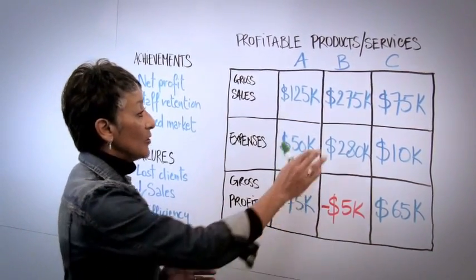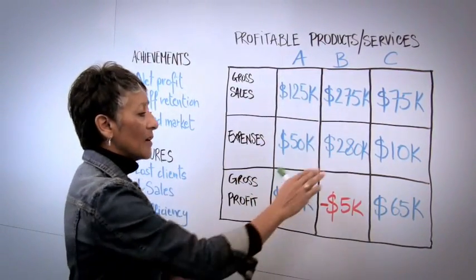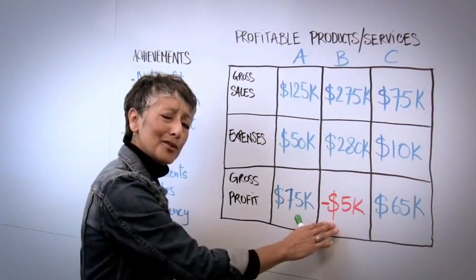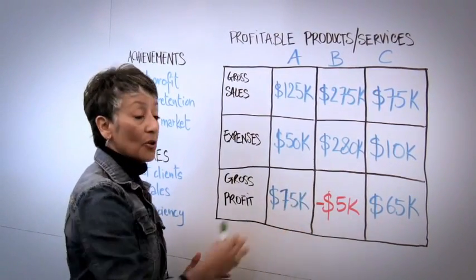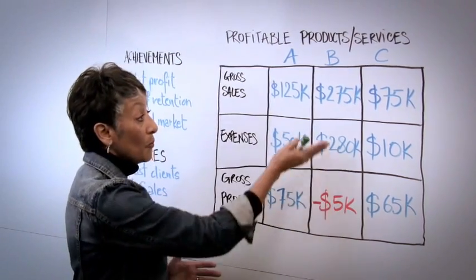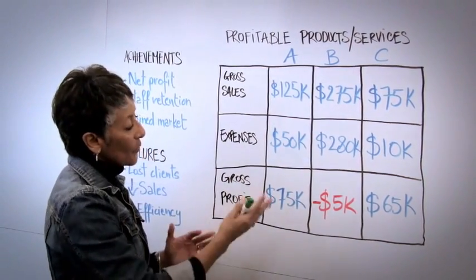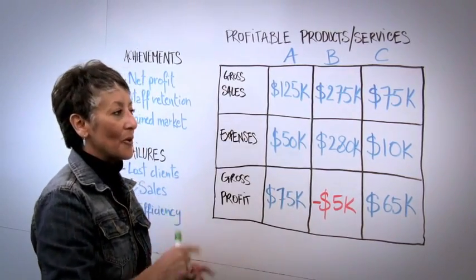In this case, let's look at product or service B. Great gross sales, but it cost them a lot to provide it, so that was a loser. So at this time, you can either decide to keep your winners, dump your losers, or you can implement some additional strategy that may help you improve their performance, reevaluate it in a year or two, and maybe decide then if it's a keeper or a dumper.